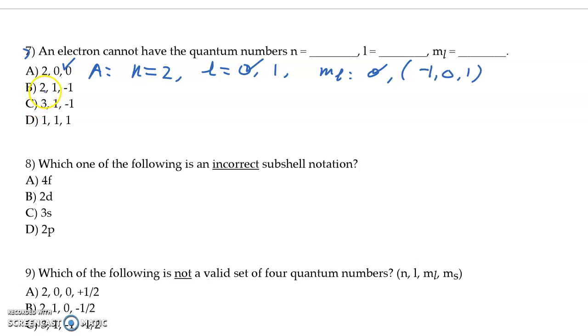All right, let's look at the next one. 2, 1, and -1. So it's also good. Okay, so let's look at C over here. When n is equal to 3, can L equal to 1? Yes, L can be equal to 0, 1, and 2. So L can be equal to 1. When L equal to 1, can ML equal to -1 over here? Let's see. When L equal to 1, it can be -1, 0, 1.